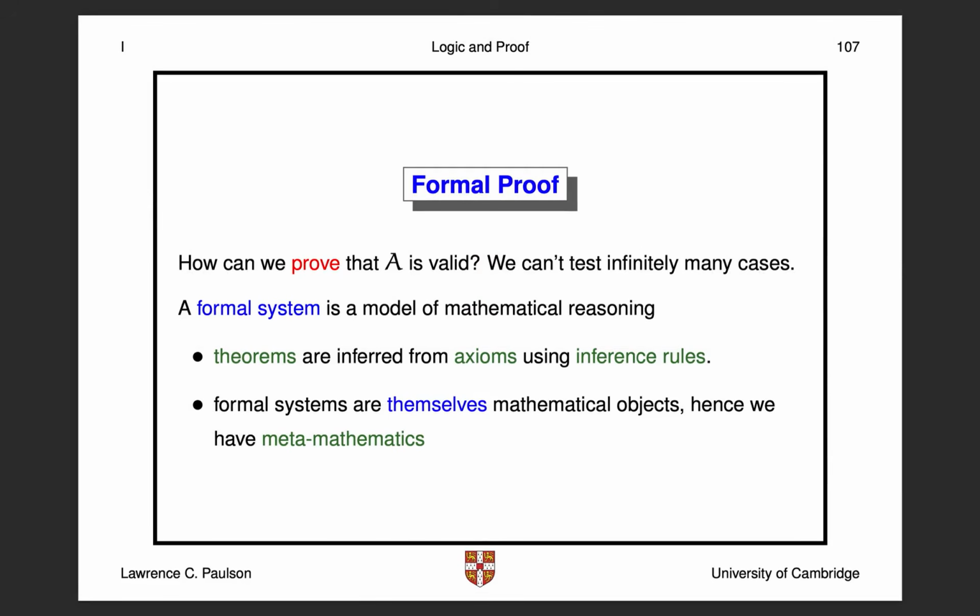Now it's time to make the transition to proof. What we've been doing so far is talking about interpreting variables by constants and what appears to be enumerations of things. But how can we prove that some formula A is valid?